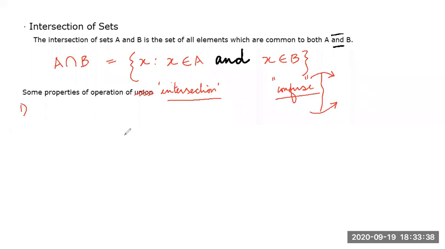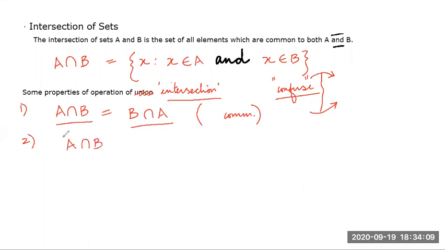Some properties of the operation of intersection. So let's see. Does it follow the commutative law? Yes, it follows the commutative law, just like union. A intersection B is equal to B intersection A. It only suggests that here I'm getting elements which are common to A and B. This also is suggesting the same thing. So it follows the commutative law.